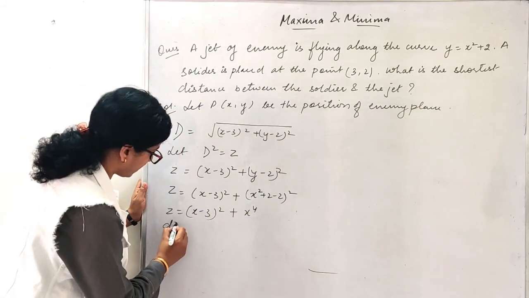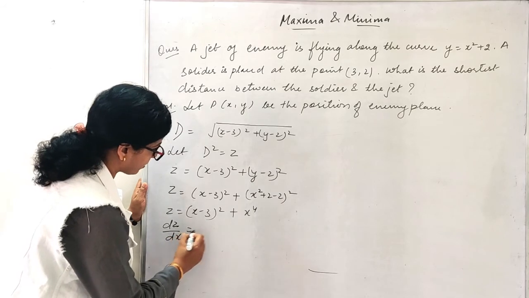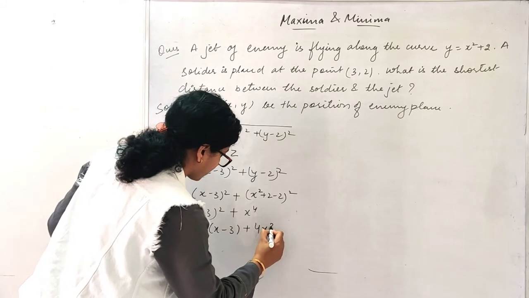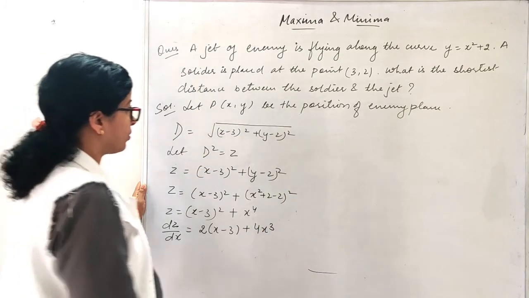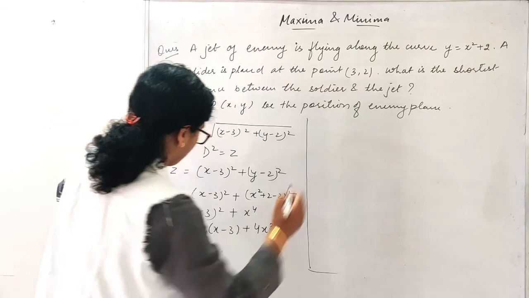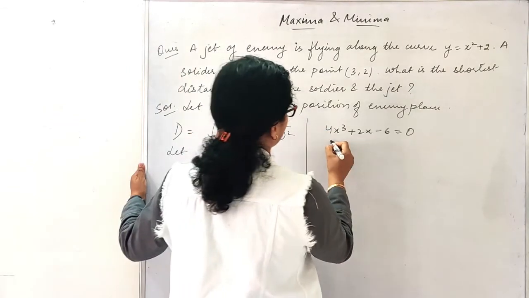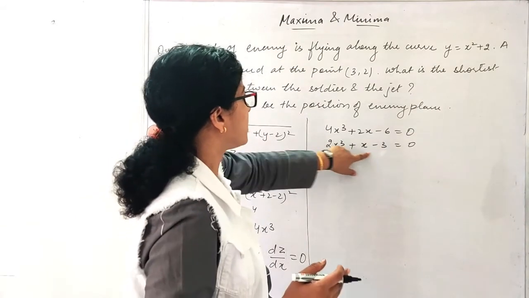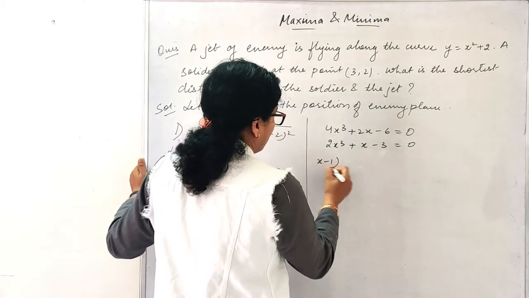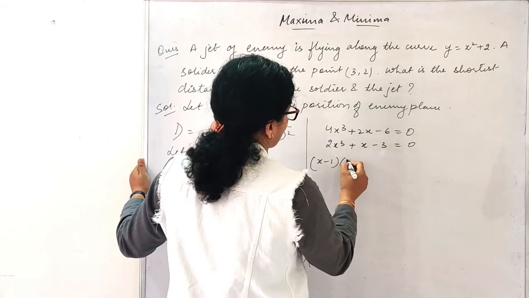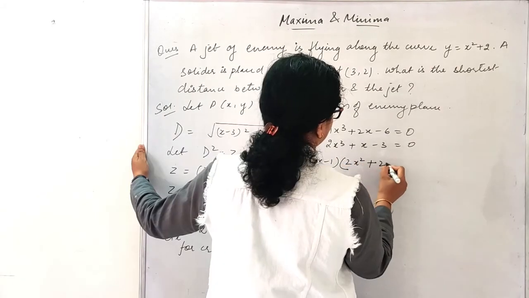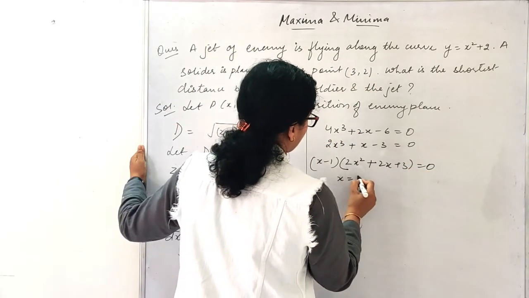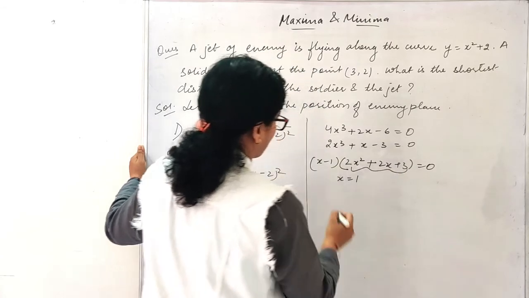Now dz by dx. What will it become? 2(x minus 3) plus 4x cube, right? Now I have to find the critical points. So this implies, divide by 2. Now it is satisfied by x is equal to 1. If I substitute 1, I am getting 0. So (x minus 1) is a factor, and if you divide this equation by (x minus 1), you get 2x square plus 2x plus 3 equals 0, right? So it means x is equal to 1, and with this I will get an imaginary root.